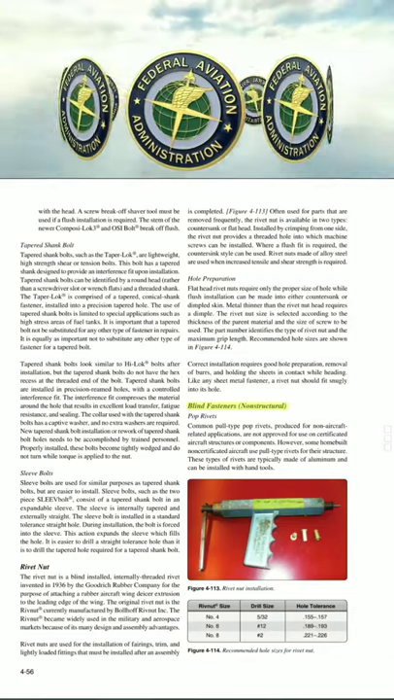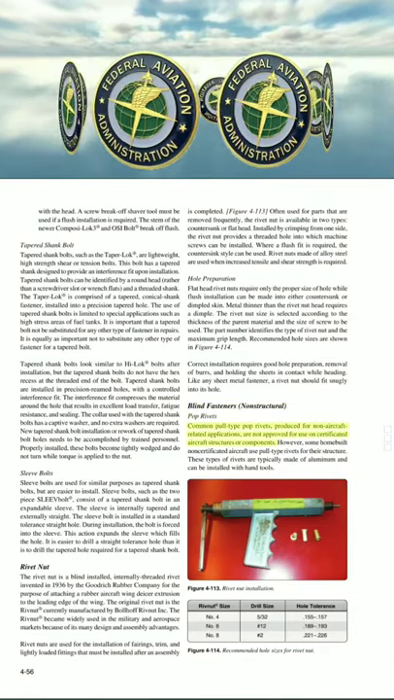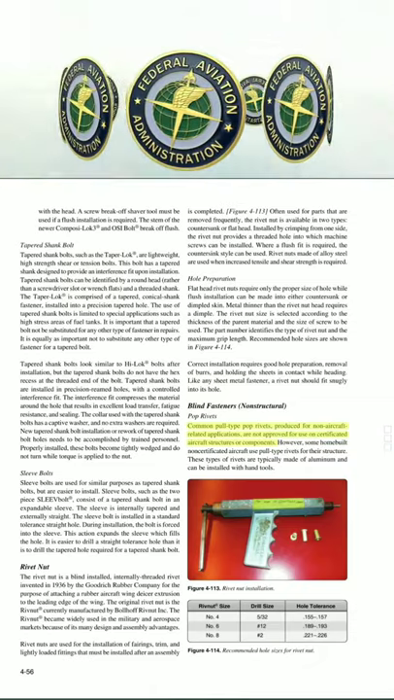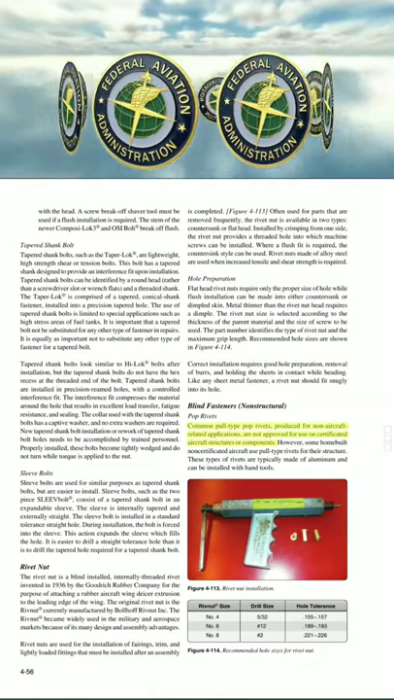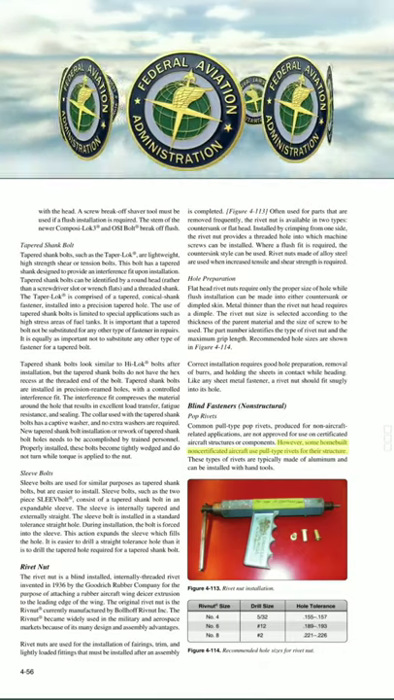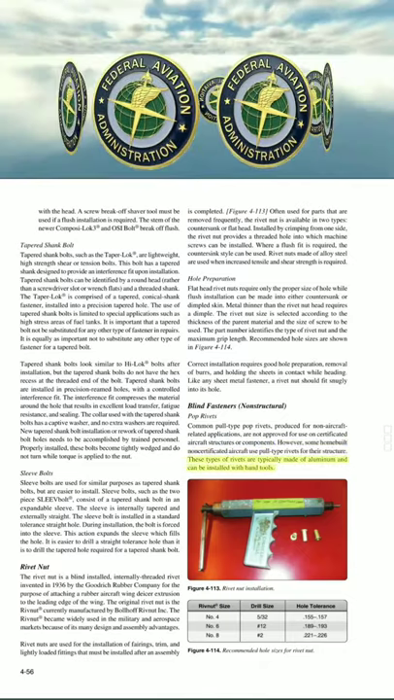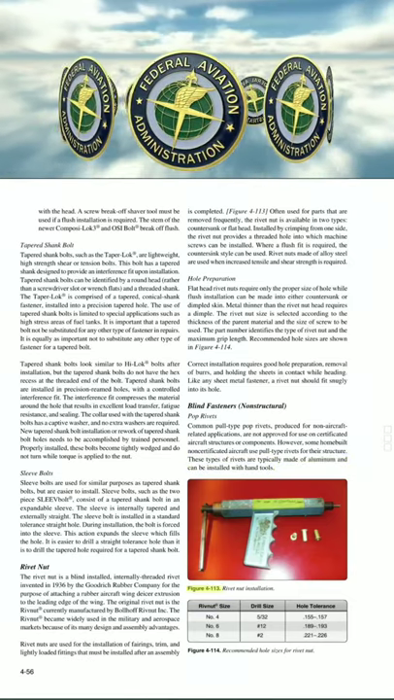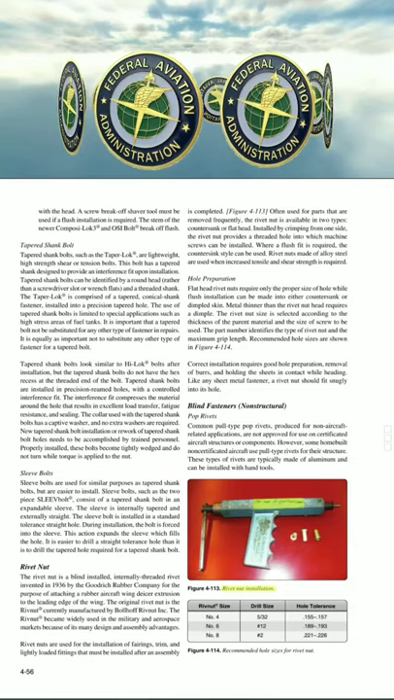Lined fasteners, non-structural. Pop rivets. Common pull type pop rivets, produced for non-aircraft related applications, are not approved for use on certificated aircraft structures or components. However, some home-built non-certificated aircraft use pull type rivets for their structure. These types of rivets are typically made of aluminum and can be installed with hand tools. Figure 4-113. Rivet nut installation.